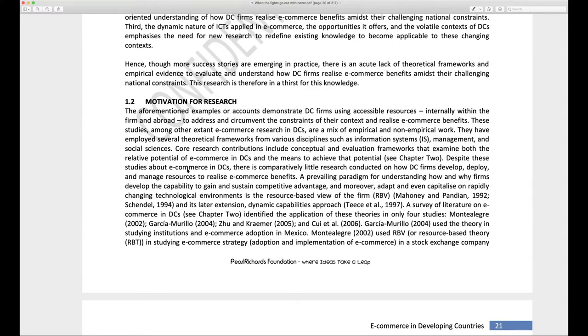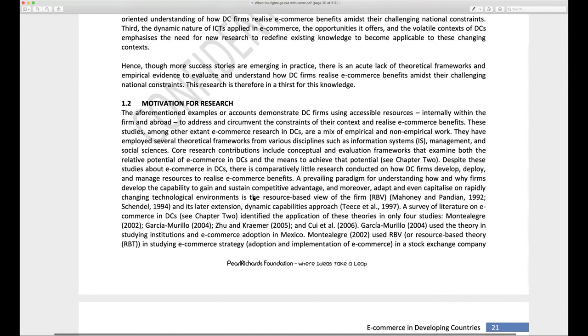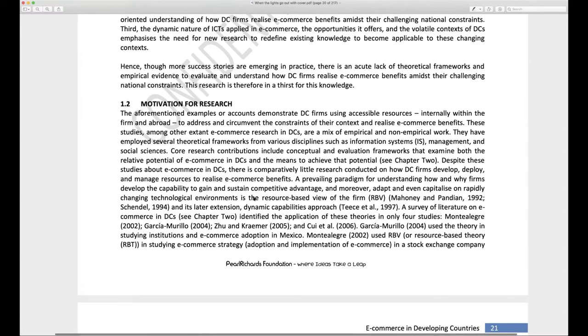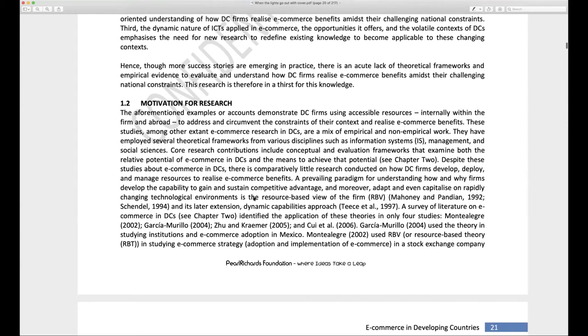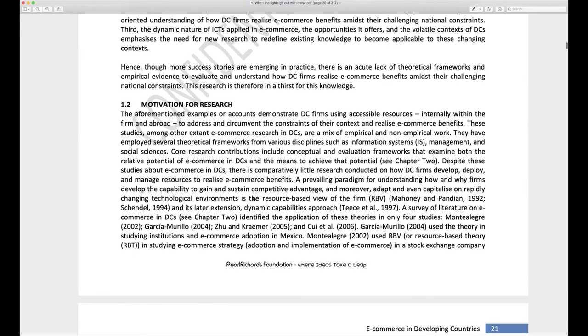Now look at this: despite these studies about e-commerce, there is comparatively little research conducted on how DC firms deploy and manage resources to realize e-commerce benefits. A prevailing paradigm for understanding how firms develop capability to gain and sustain competitive advantage, and moreover adapt and even capitalize on a rapidly changing technological environment is the resource-based view of the firm, or the resource-based theory, and its later extension, the dynamic capabilities approach. A survey of literature on e-commerce in DC, see chapter 2, identified the application of these three theories in only 4 studies. Remember, I just mentioned it right now.